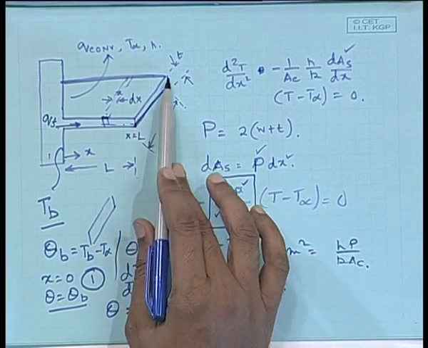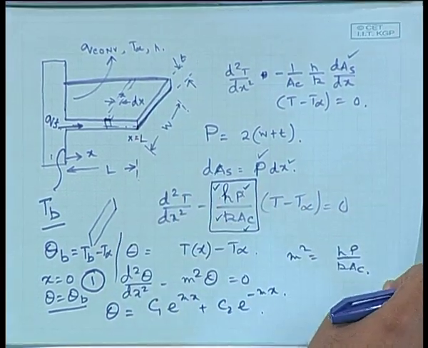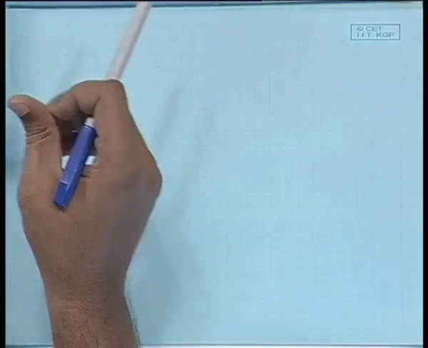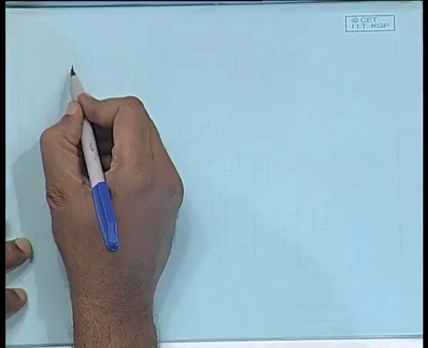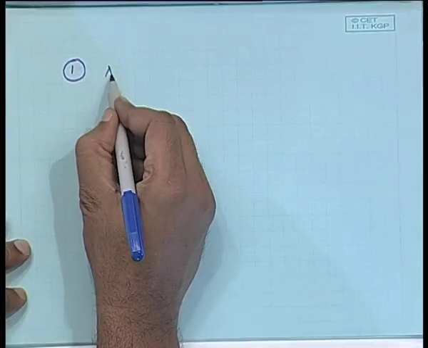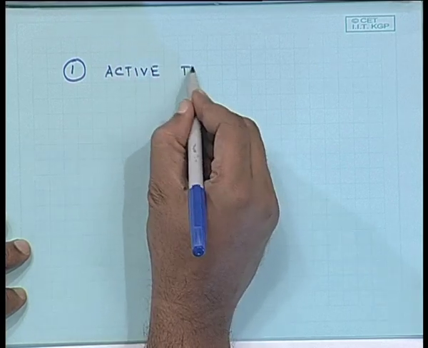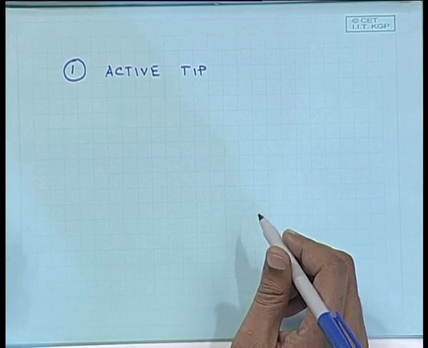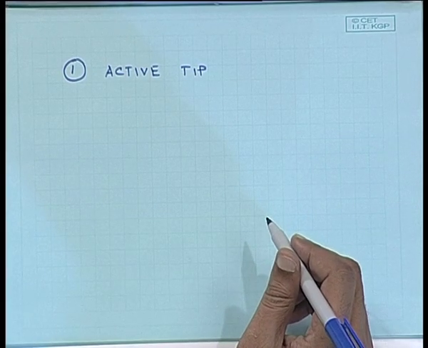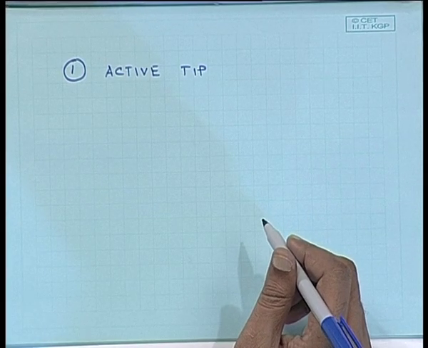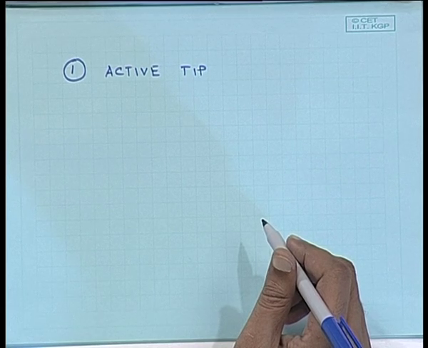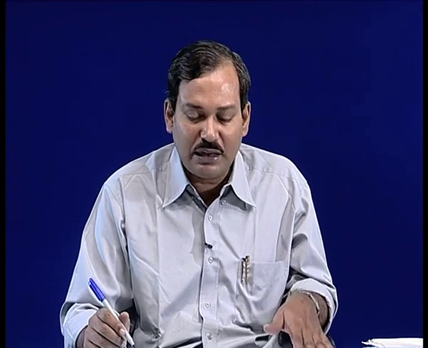So, this surface is experiencing conductive and convective heat transfer. That's another way of saying that the tip of the fin is active. So, I call that the active tip of the fin. The tip of the fin is thermally active. Whatever heat it gets by conduction, it loses by convection.